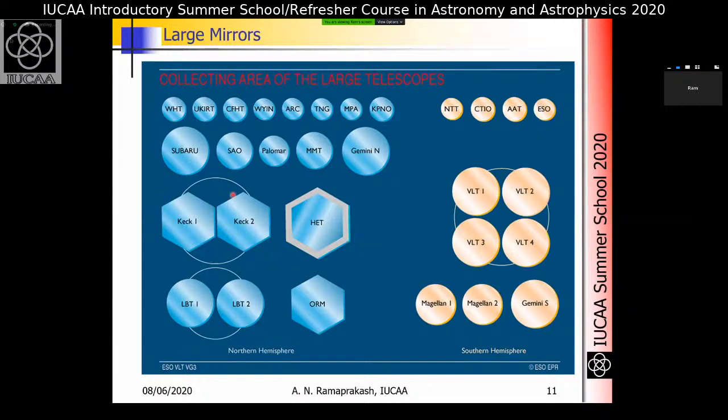And some of the telescopes are set up as twins, like the Large Binocular Telescope or the Keck 1 and 2 telescopes, or in fours, VLT 1, 2, 3, 4, the Very Large Telescope.